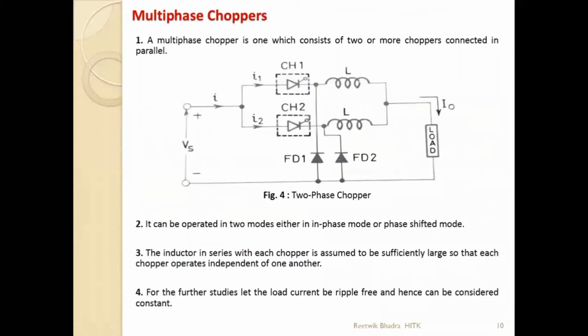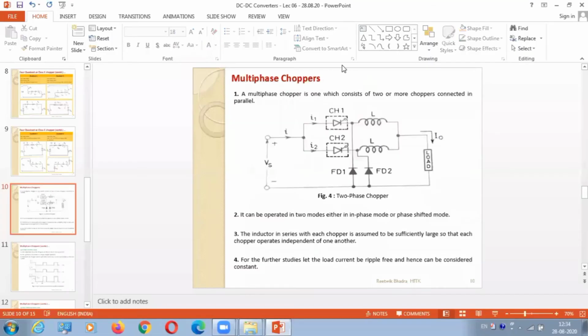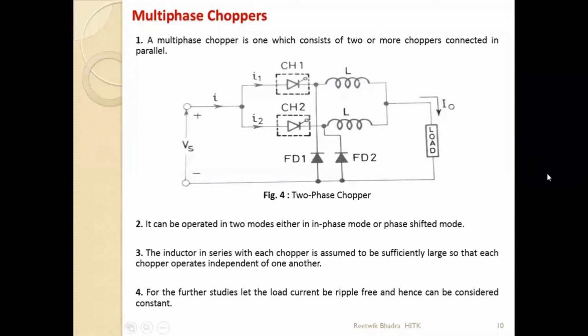Next, our last topic of chopper is multi-phase chopper. So what happens in a multi-phase chopper? Basically, a multi-phase chopper is combining two choppers as a whole. We are combining two choppers in parallel to have a change in the input current.